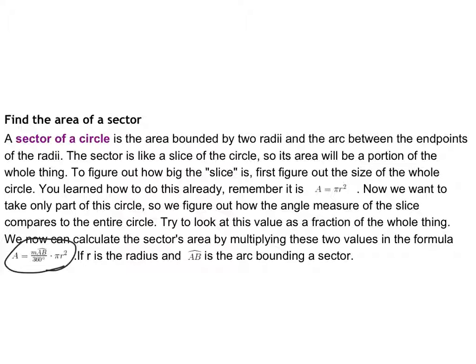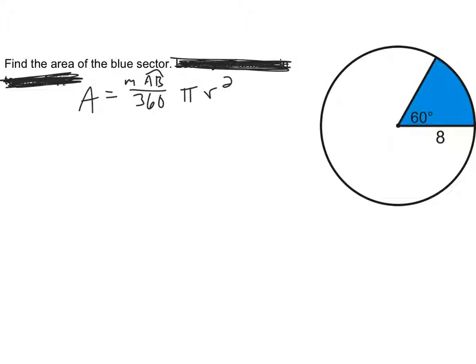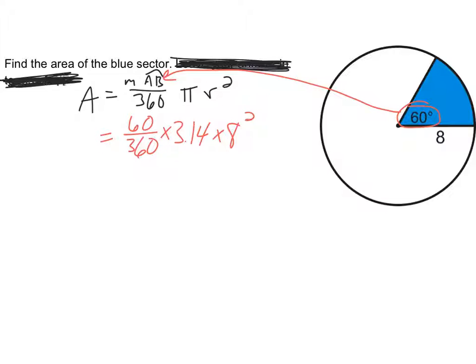If r is the radius and AB is the arc bounding a sector. So now we're going to find the area of the blue sector. How we're going to do that, we look at what we're given. This measure in here, that's what we call a central angle. And this is going to go in the top of our fraction. So we're going to put that 60 in for the measure of AB over 360. Just like always, we're going to put 3.14 in for pi, and we're going to multiply that by 8 squared.